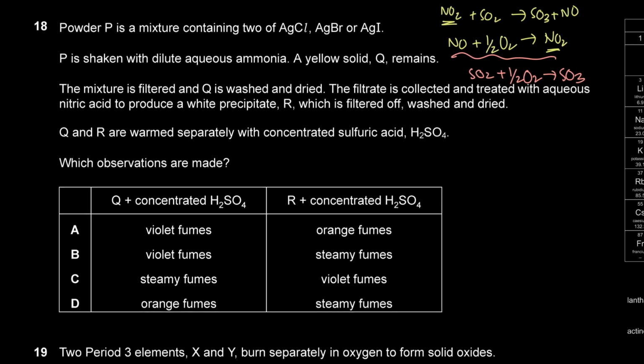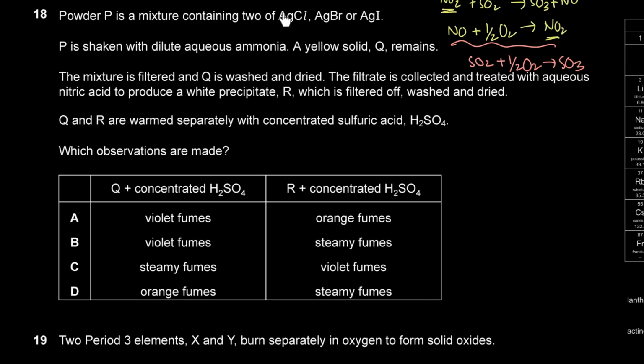Powder P is a mixture containing 2 of silver chloride, silver bromide, or silver iodide. So 2 of these 3 things are present. P is shaken with dilute aqueous ammonia. A yellow solid Q remains. The mixture is filtered and Q is washed and dried. The filtrate is collected and treated with aqueous nitric acid to produce a white precipitate R, which is filtered off, washed and dried. Q and R are warmed separately with concentrated sulfuric acid.